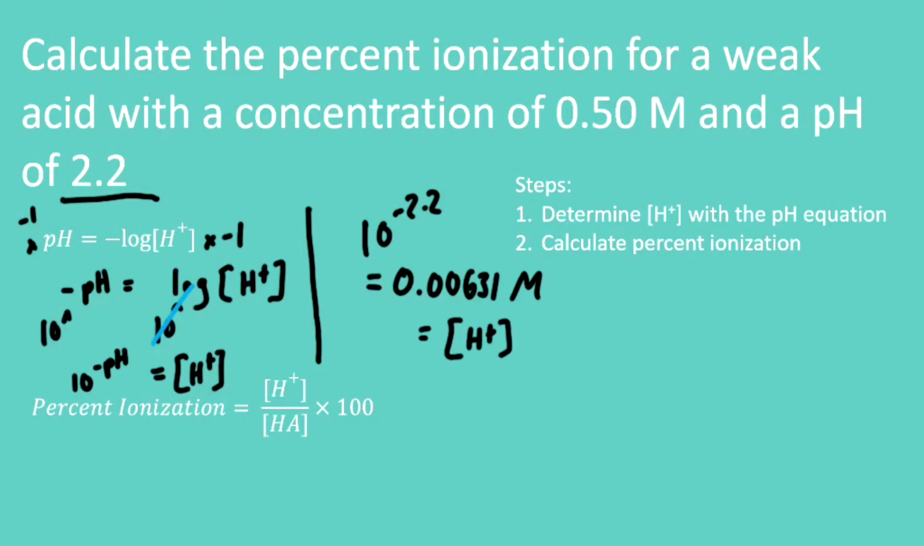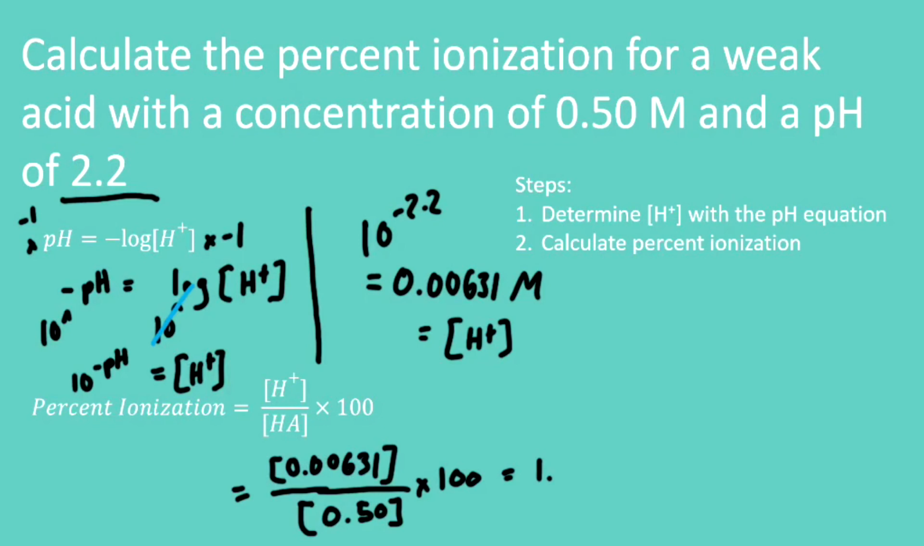and that's equal to the concentration of our H+ ions. Okay, so now step 2 is calculate the percent ionization. Here's our formula for percent ionization, and we know the numerator is what we just calculated, the concentration of H+, 0.00631. And the bottom concentration was given to us in our problem because we're told that the acid has a concentration of 0.5 molar. So we plug in 0.50 molar. And now the last thing we do is multiply by 100. When we put that into our calculator, we get 1.2%. Okay, so that's the percent ionization.